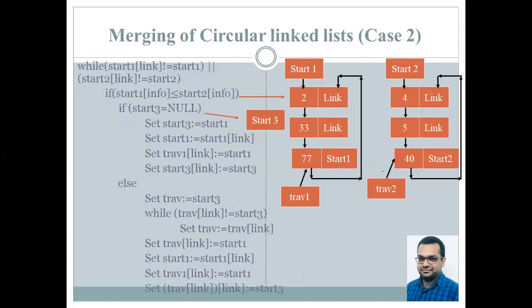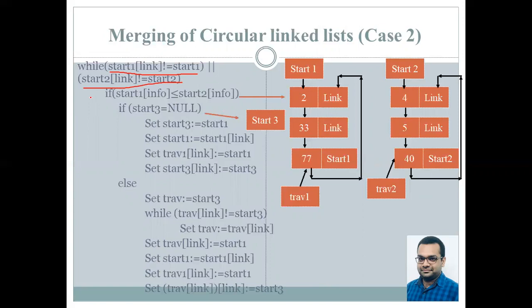Let's see how. Now the program goes into the while part and checks till the time start1's link is not equal to start1 or start2's link is not equal to start2. That is, we haven't used all but one nodes in each of these circular linked lists. We are going to keep on taking out the nodes from both these circular linked lists one at a time, compare their values and merge into the third circular linked list, that is start3.